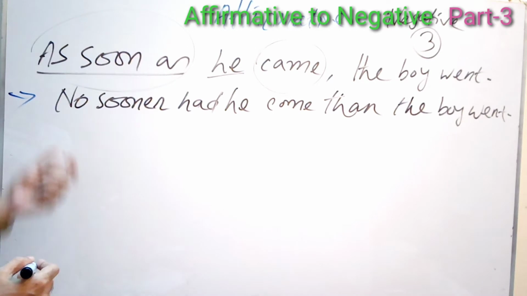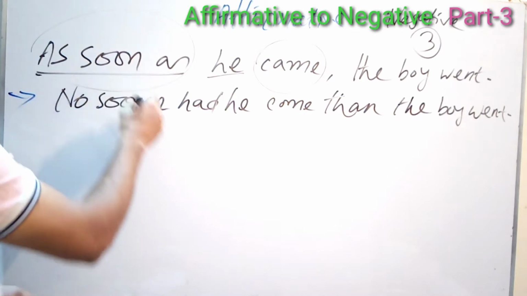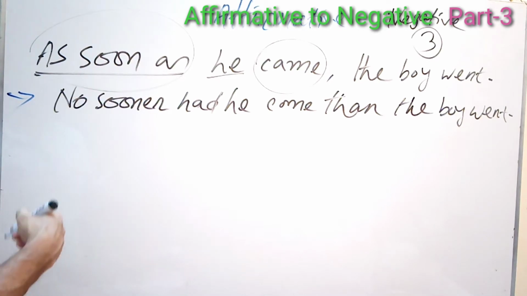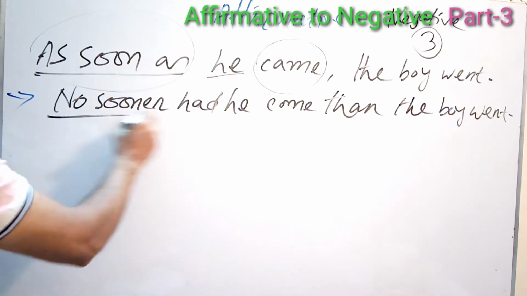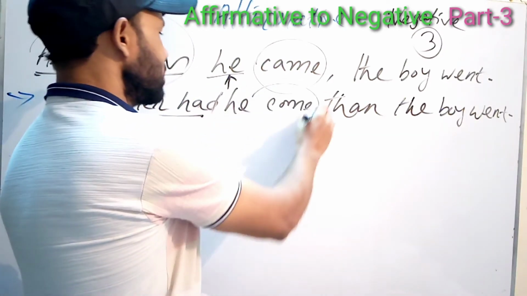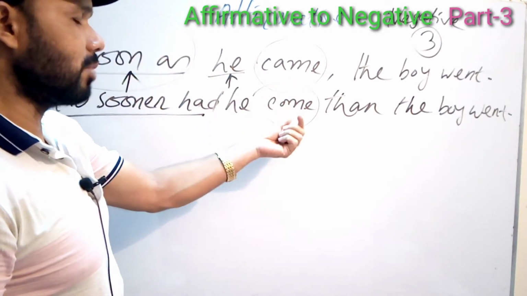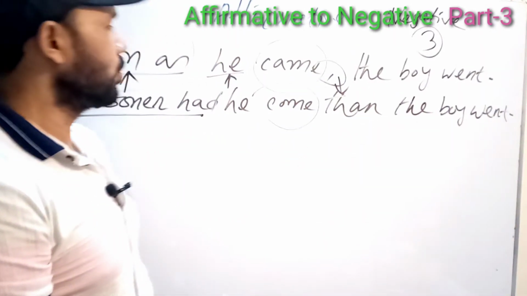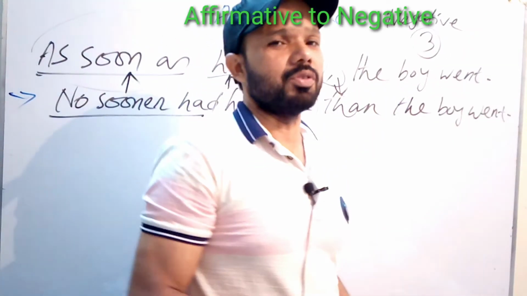I repeat. When you find this type of affirmative sentence, as soon as he came, the boy went, and you are going to make it negative, you have to change it in this way. First of all, no sooner had in place of as soon as. Then you have to use the subject. Then you have to use the past participle form of the given verb. Came is the past form, come is the past participle. In place of the comma, you have to use then. If there is no comma, you still have to use then. The remaining part will be unchanged.